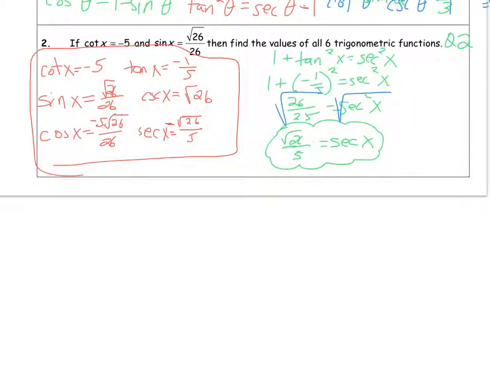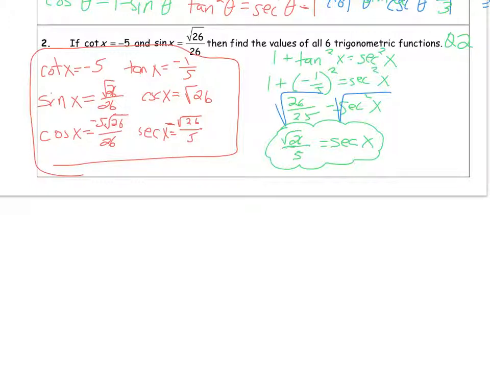Alrighty, so here are the 6 answers. Notice how I wrote out cotangent first. I used the reciprocal identity to find the tangent value. I wrote out sine of x because it was also provided, and then I found that reciprocal value, which is cosecant of x. I then realized that since my cotangent was negative and my sine was positive, I was working in quadrant 2, which meant that my cosine and my secant ratios had to also be negative.